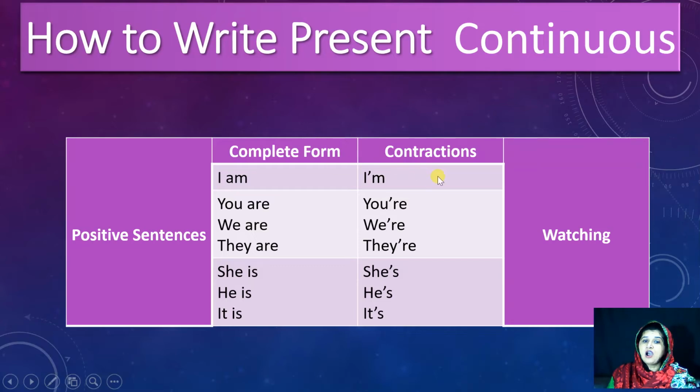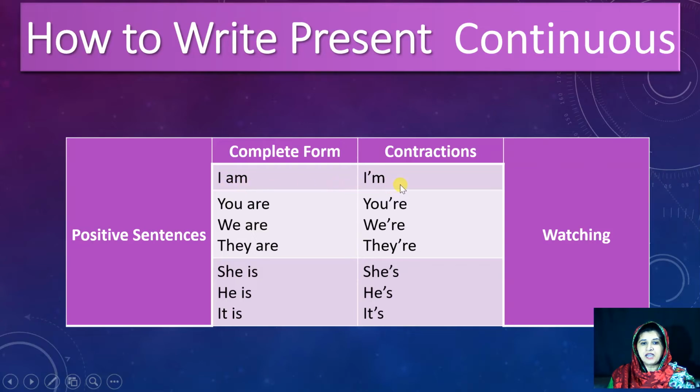Let's see how we make contractions in present continuous tense. Contractions are most of the time used in informal conversation. However, if you are going for academic writing or professional writing, you should not use contractions. In informal speech, contractions can make our conversation more fluent. So let's see some of the examples.